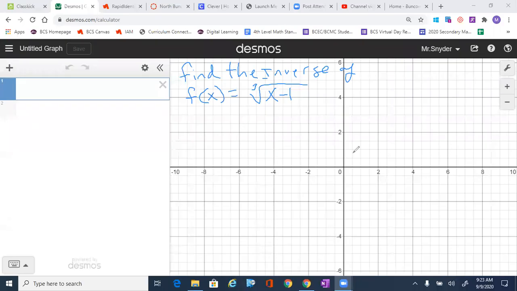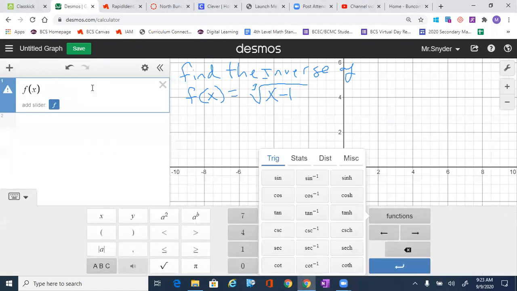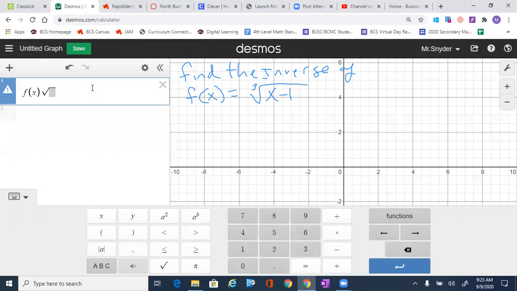Okay, let's find the inverse of the cube root of x minus 1. The first thing I always do is go ahead and put that in. So I'm going to type f of x equals, go down to the keyboard, over to functions, miscellaneous, and down to the cube root, or the root symbol. I'm going to put cube root, and inside I'm going to type x minus 1. And don't forget to put an equals in there.